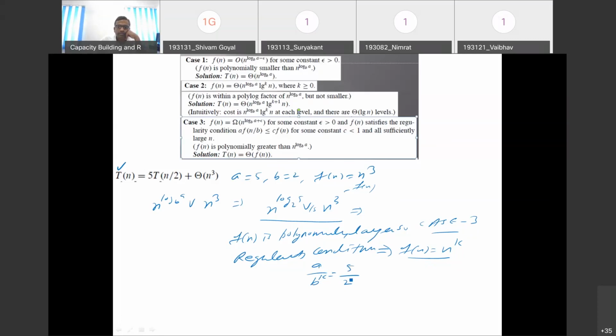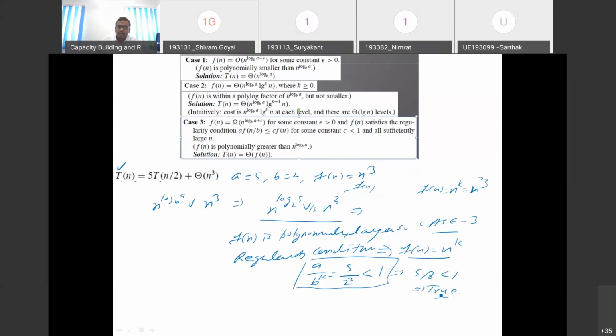How much is k here? Tell me. f of n is n raised to the power k, right? Here it is 3. Okay, so n raised to the power 3 means 5 upon 2 raised to the power 3. It says it should be less than 1. That is what we just read in the theorem, that a upon b raised to the power k should be less than 1. So what does this say? 5 upon 8 is less than 1, which is true.